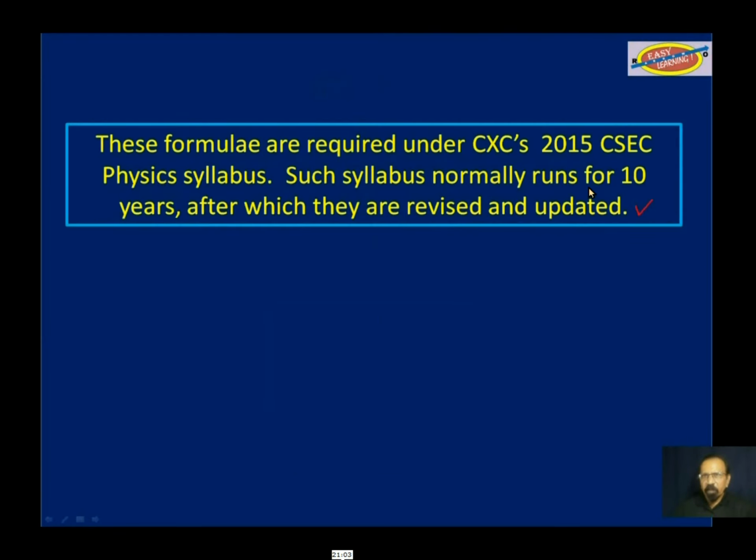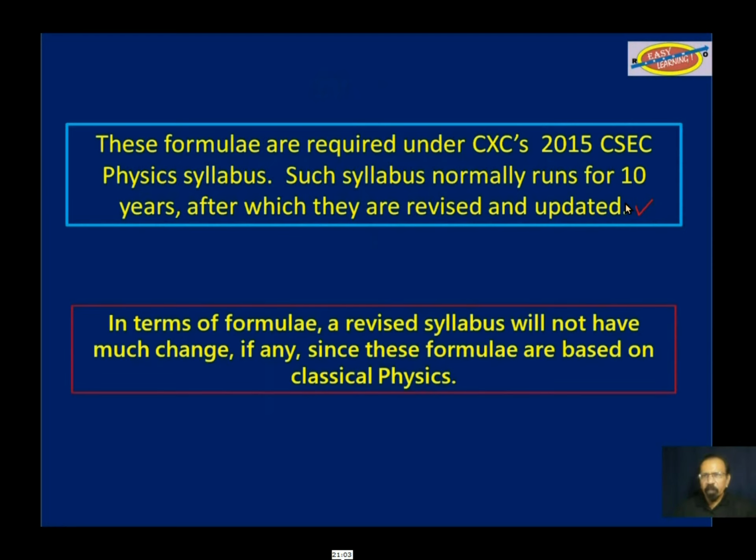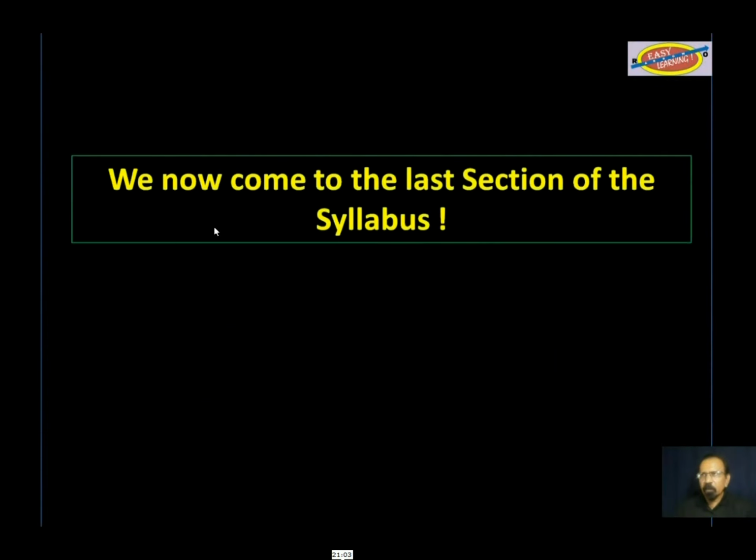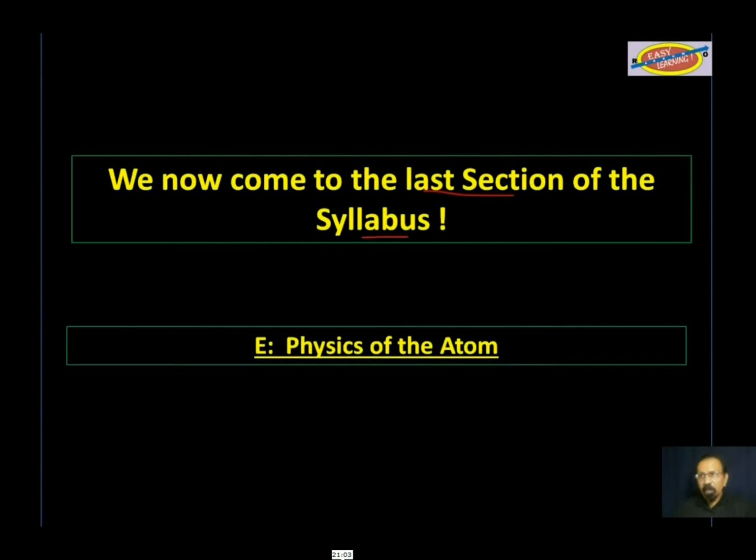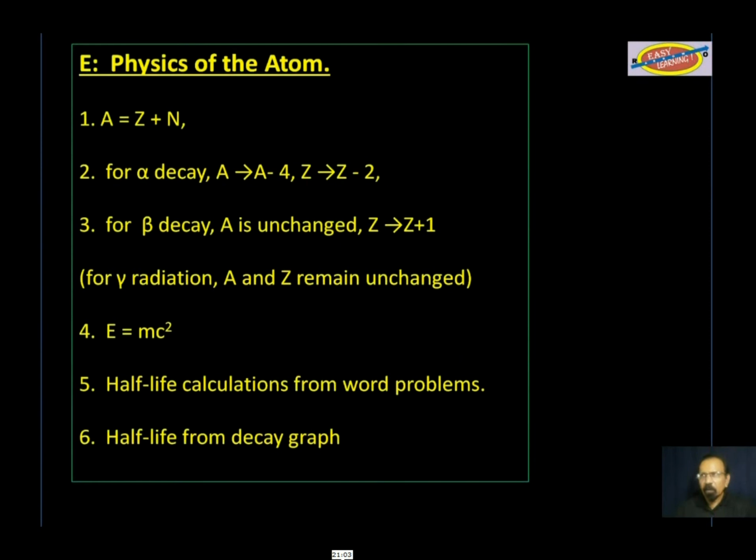You have seen this before, and this. We now come to the last section of the syllabus, physics of the atom. As you can see, we have 6 formulae to deal with.